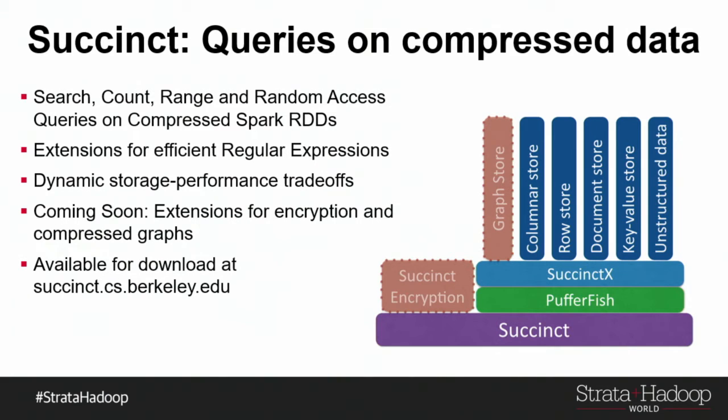And we've got projects going on now to do encryption of compressed data, or compression of encrypted data, actually, compressed graphs, and so on. There's a version of Succinct that's available for download. The URL is on the screen. And everything that I'm talking about in the talk today is available on the AmpLab website. I'll show you the URL at the end of the talk. OK, so that's what we're doing at the storage layer.